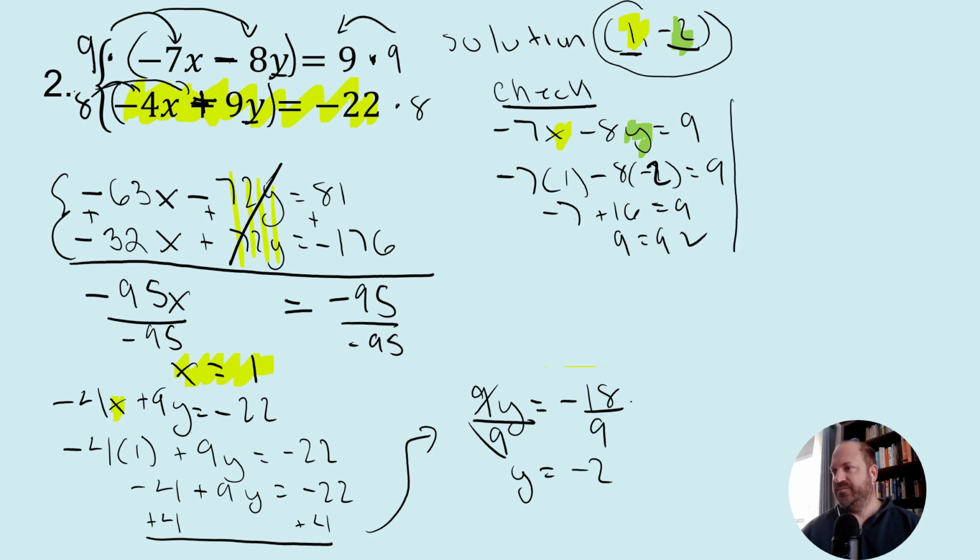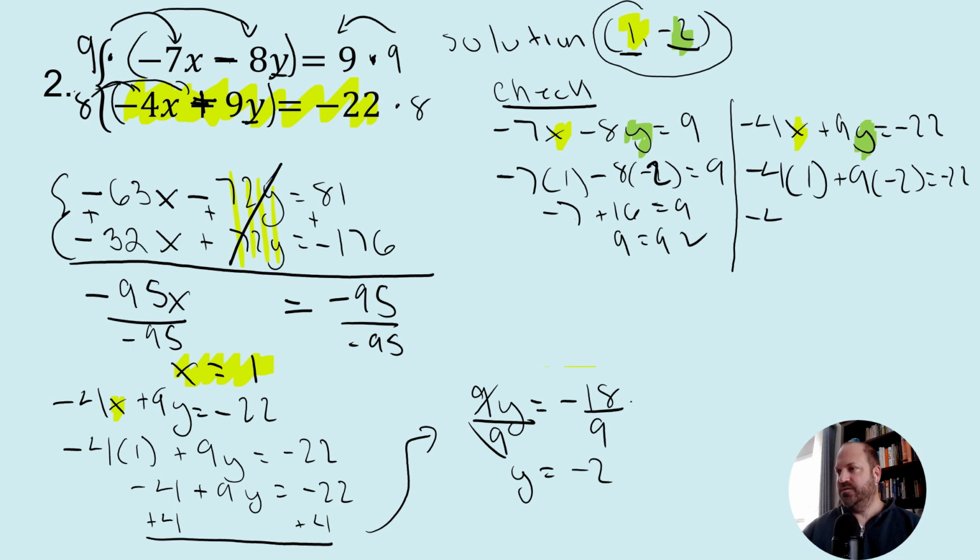And then if we use the second example, the bottom equation, negative 4x plus 9y equals negative 22. And our y value is negative 2. Our x value is positive 1. So we're going to have negative 4 times 1 plus 9 times negative 2 equals negative 22. Negative 4 minus 18 equals negative 22. And we get negative 22 equals negative 22. So the solution checks in the second equation as well.